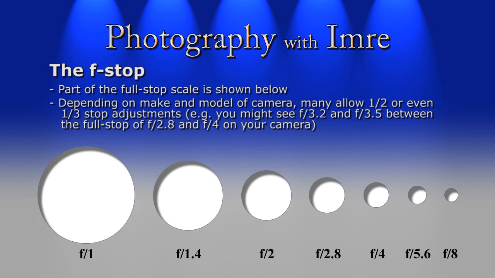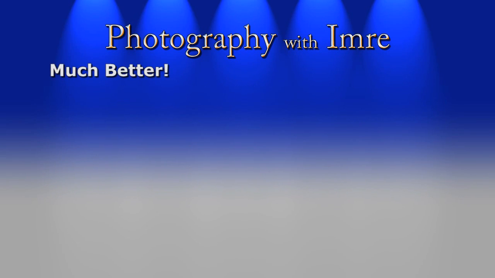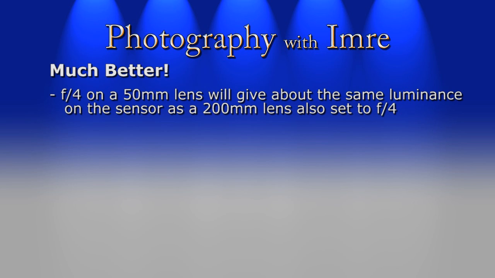If you've already played around with your camera a little, you'll note that not only do you have full stop settings, but half or even third stops available to you, depending on your camera make and model. This basically provides you with finer control over your exposure. Wonderful! We now have a scale that works beautifully with lenses of virtually any focal length. f4 on a 50mm lens will give you the same luminance on the sensor as a 200mm lens also set to f4. No more worrying about actual diameter sizes.